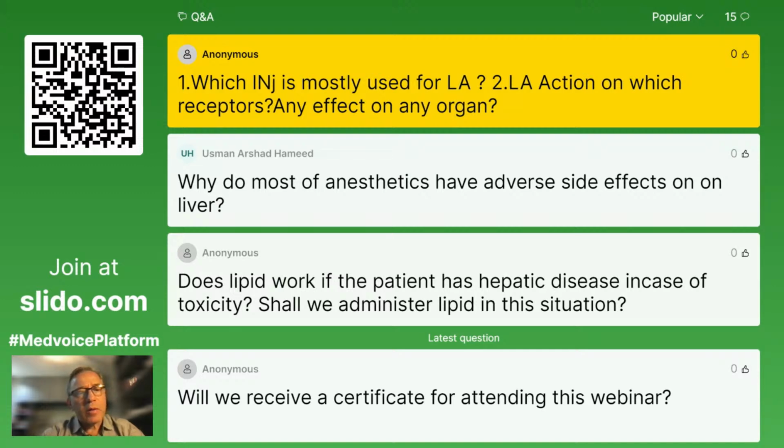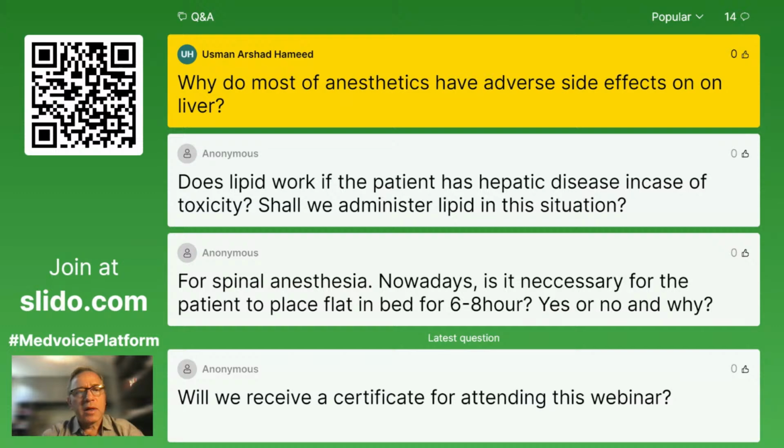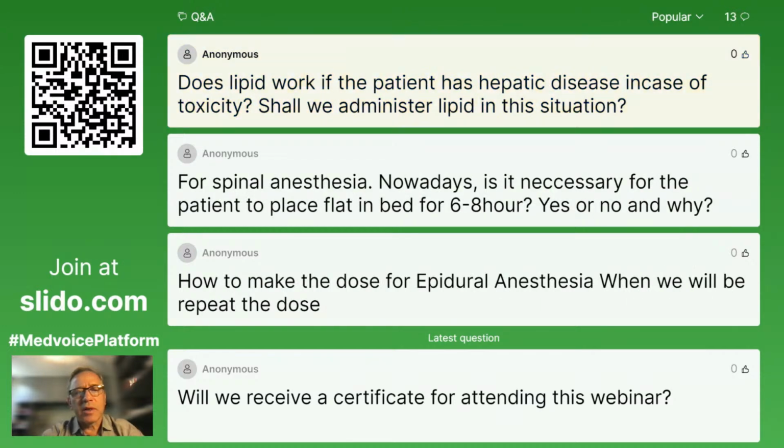Next question. Why do most of the anesthetics have adverse side effects on the liver? This is not the case. They don't have side effects on the liver. They will have side effects in terms of local anesthetic toxicity, and these are cardiovascular effects and central nervous system effects. Okay, the next question is about lipid. Does lipid work if the patient has hepatic disease in case of toxicity? Shall we administer lipid in this situation?